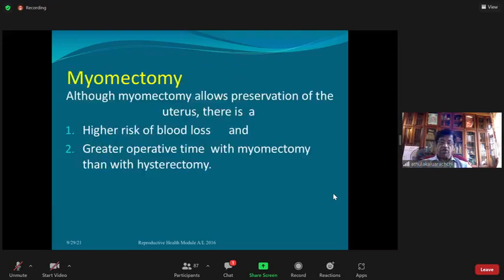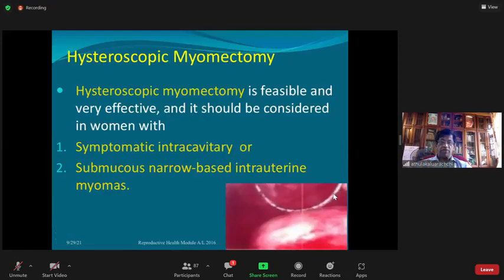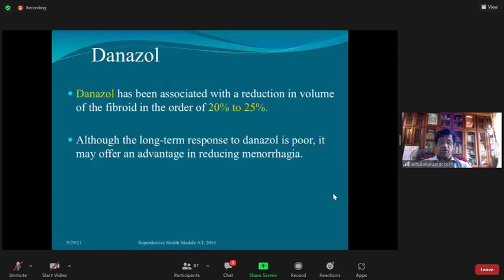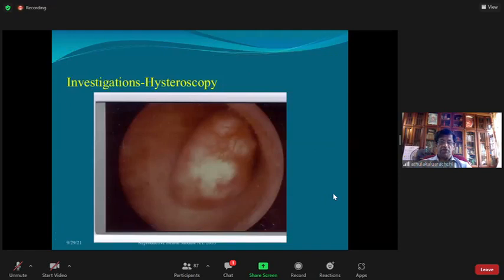And I told you earlier, you can use the hysteroscope as well. Okay. Now, when I say hysteroscope, if a fibroid is like this, you can put the telescope, which is a hysteroscope, into the uterine cavity and cut these in pieces, and take it out.